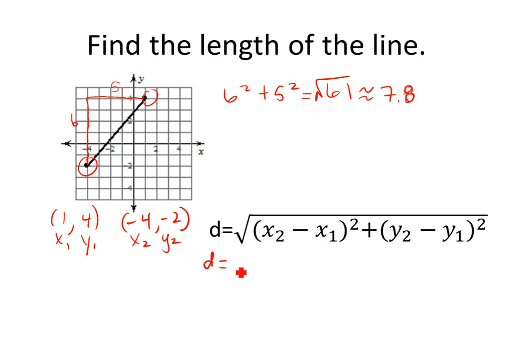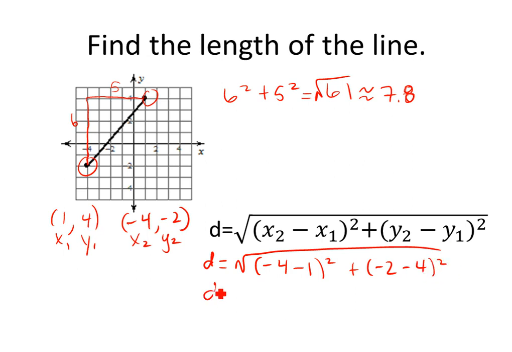So now I'm going to solve this. I'm going to put the square root. My x2 was -4, then minus my x1, which is 1, squared, plus my y2, which is -2, minus y1, which is 4, squared. And then I'm going to do some math. -4 minus 1 is -5. I'm going to keep that in parentheses, then squared, plus -2 minus 4, which is -6, and I'm going to keep that in parentheses as well, squared.